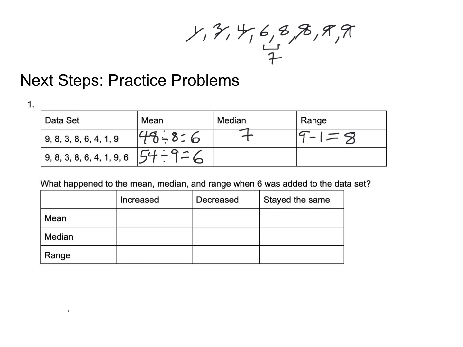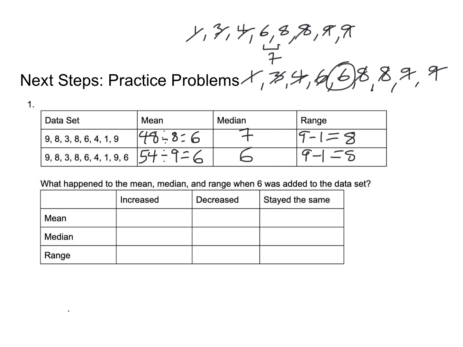The median, however, so now we added 6 in. So we have 1, 3, 4, 6, 6, 8, 8, 9, 9. I need to cross off and find the number in the middle. Okay, so now my median is 6. And then my range stayed the same. 9 minus 1 equals 8.